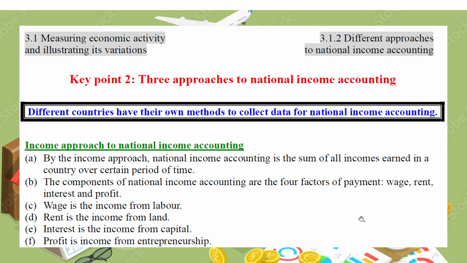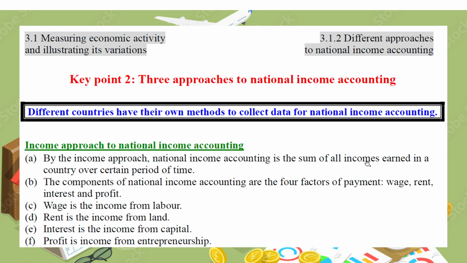Okay. And we have three approaches to national income accounting, you should remember. Okay. Different countries have their own method to collect data for national income accounting. So long as they continue to do so, the data within a country for different times is relatively comparable. Okay. Income approach to national income accounting offers total income. Okay. Total income, total expenditure, total value. Okay. Different approach. But the income approach to national income accounting is the sum of all incomes earned in the country over a certain period of time.